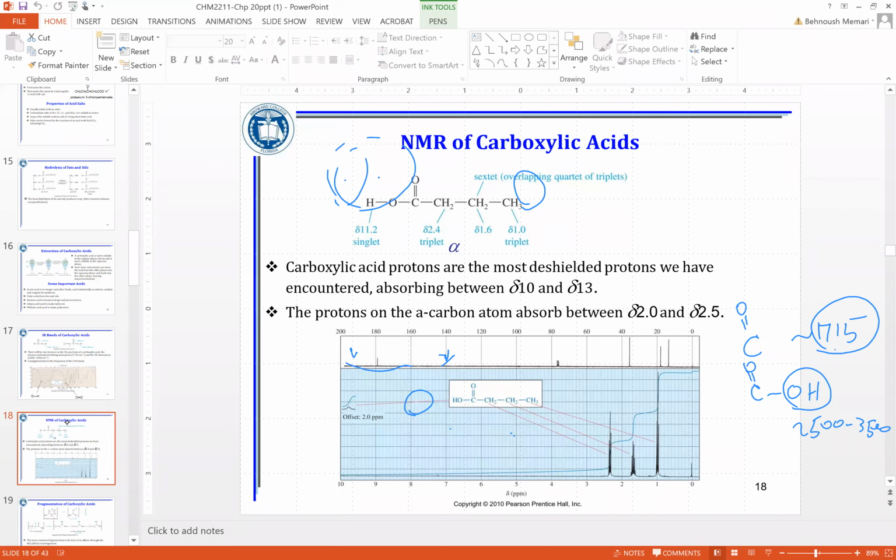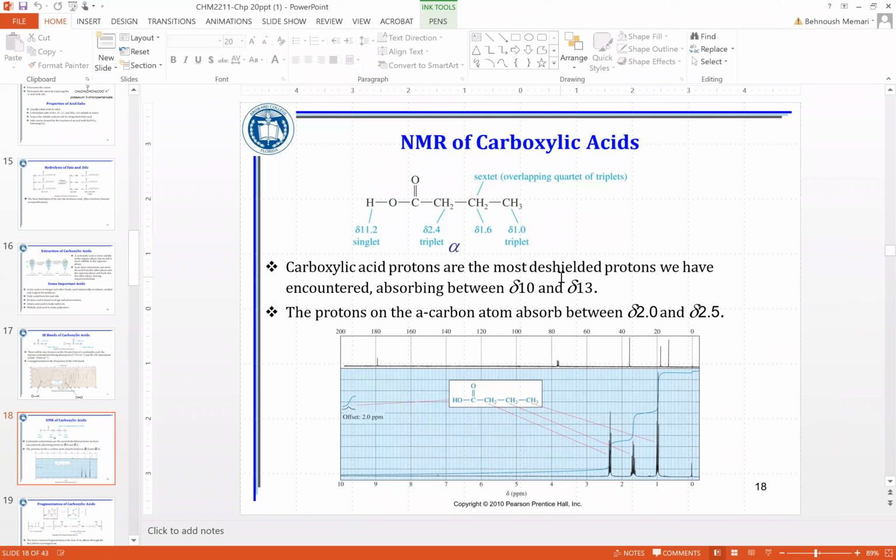NMR for a carboxylic acid is the easiest one because it's always out of scale. The carboxylic acid would show a peak between 10 and 12, and sometimes they say 10 and 13. It doesn't bother me much, as long as it's out of scale, or says offset by 2 ppm, then you know that you have a carboxylic acid.